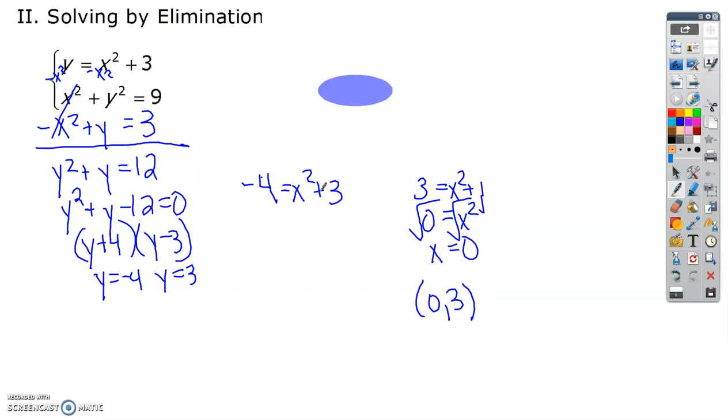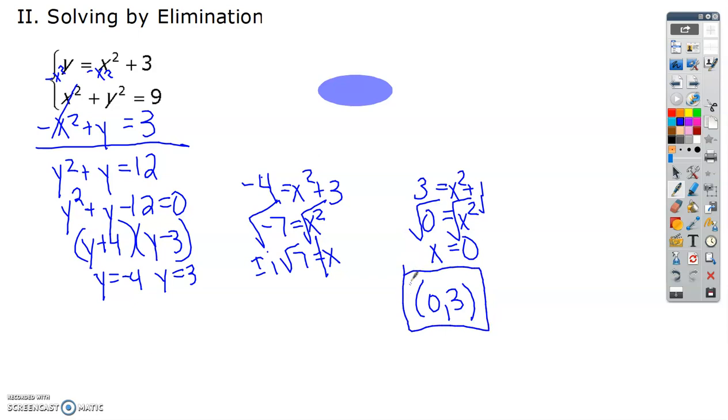Okay? Over here, I subtract my 3. I get negative 7 is x squared. Square root, oh, if I want to be really fancy, plus or minus i root 7. Whoo! Okay, but we are looking for real answers, so that does not count. So this has one real solution.